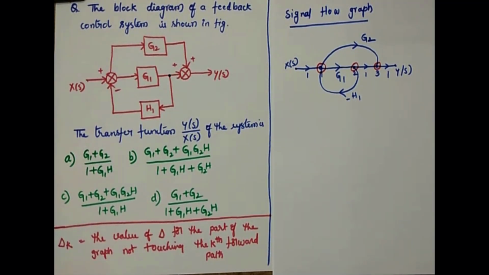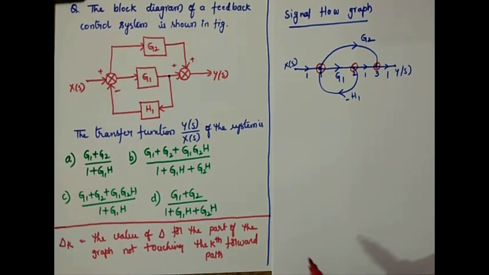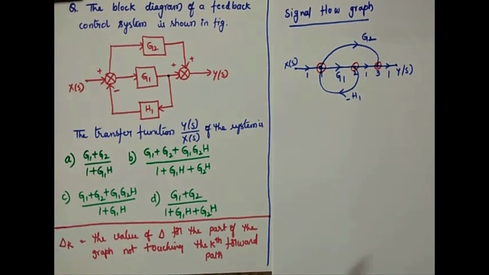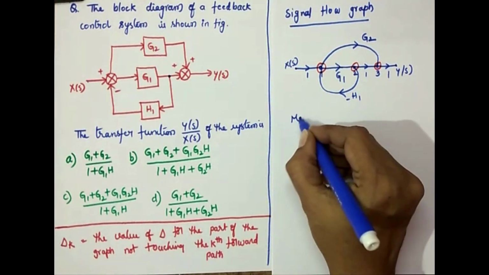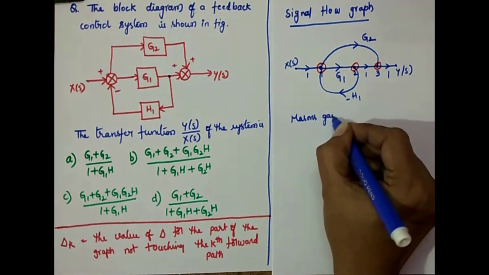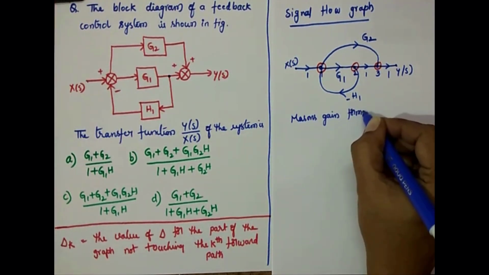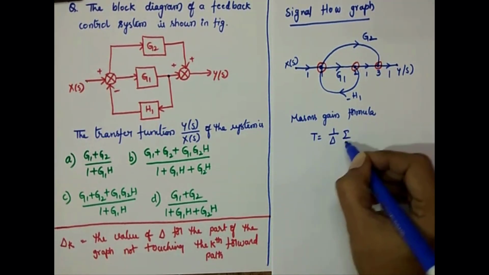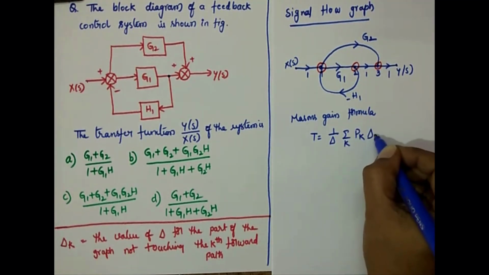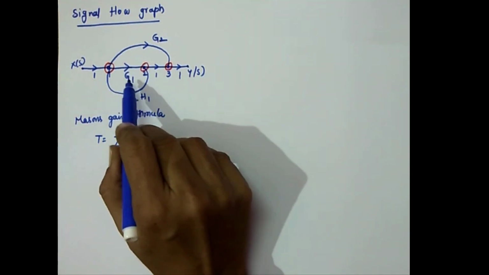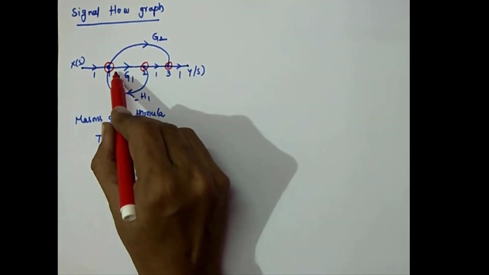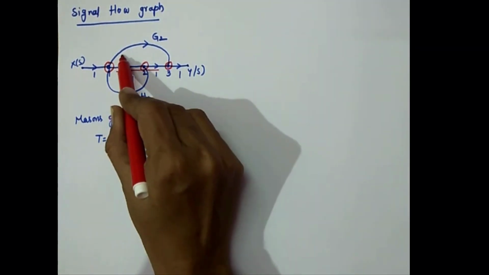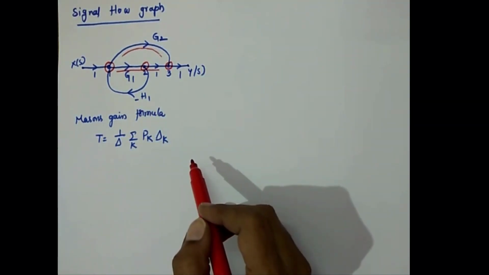Okay. So now we'll apply Mason's gain formula. What is that formula? T equal to 1 by delta sigma k Pk delta k. So now observe this signal flow graph. How many forward paths are there? This is one forward path, and this is another forward path. Two forward paths.